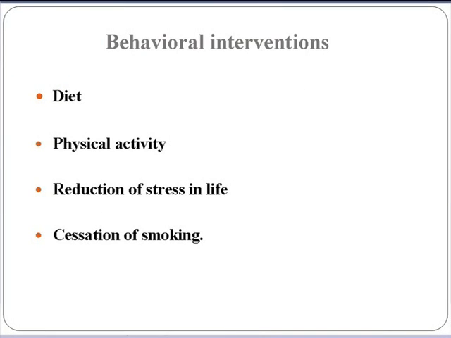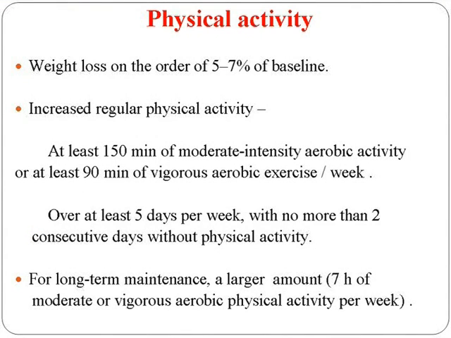So, what are the interventions? One is lifestyle modification with diet and physical activity, reduction in the stress levels and cessation of smoking. Achieving a weight loss of around 5 to 7% from the baseline has definitely been shown to have an impact on the cardiac outcome. Increasing physical activity by at least 150 minutes of moderate intensity aerobic activity or at least 90 minutes of vigorous aerobic exercise per week has been shown to be efficient, and it is being recommended.